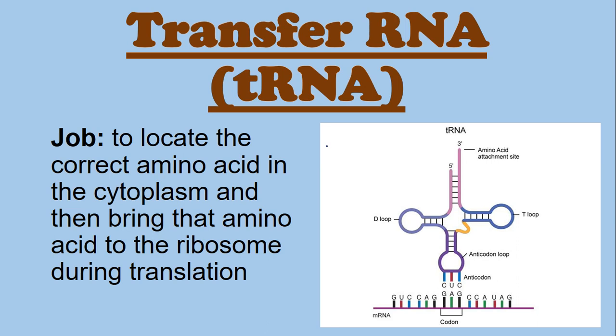Transfer RNA, tRNA, its job is to locate the correct amino acid in the cytoplasm and bring it to the ribosome during translation. Now, I have a question. Why would it have to bring amino acids to the ribosome to make proteins? Do you give up? It's because amino acids are the monomer of proteins. So amino acids make up proteins. So you link those amino acids together, you get your protein.